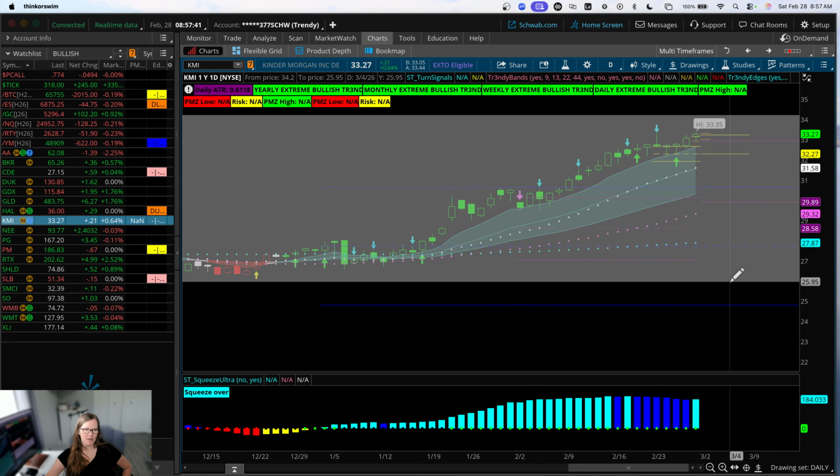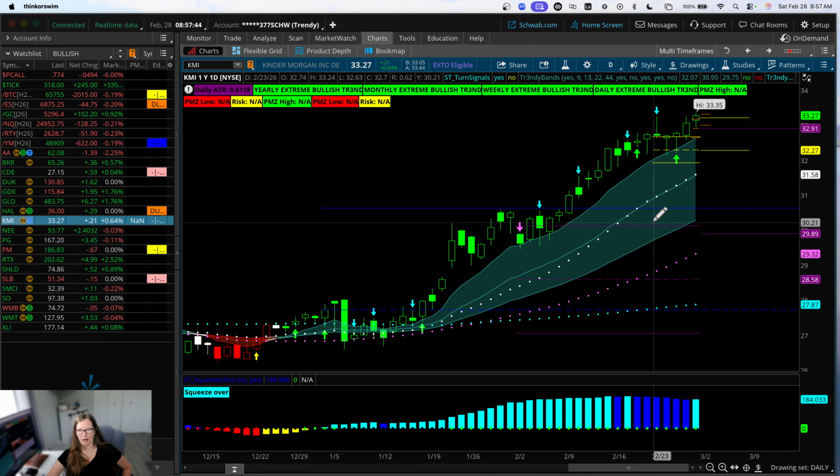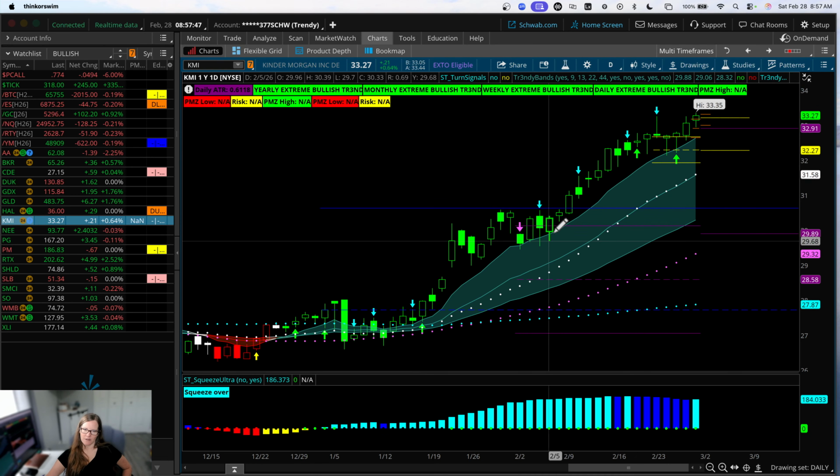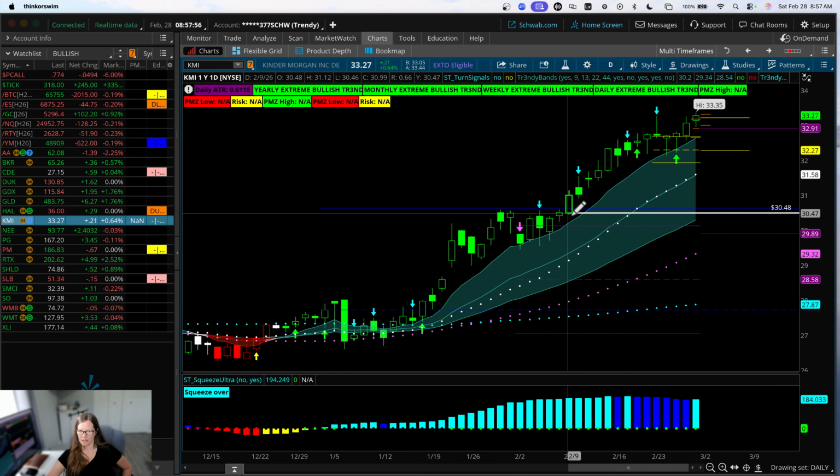All right, so let's take a look now at Kinder Morgan. You notice the move up, it's right here. You notice here is inside candles, and then you start the move up. I would go underneath this larger candle and this one.